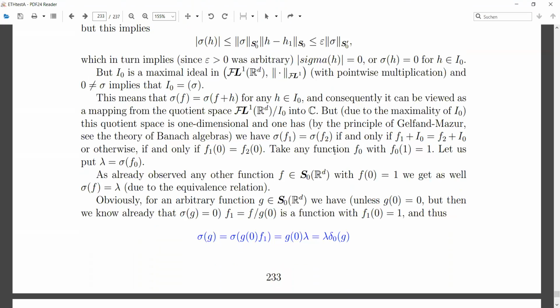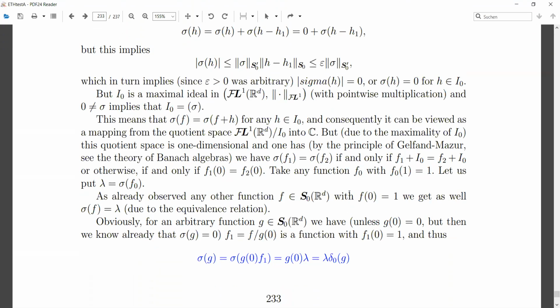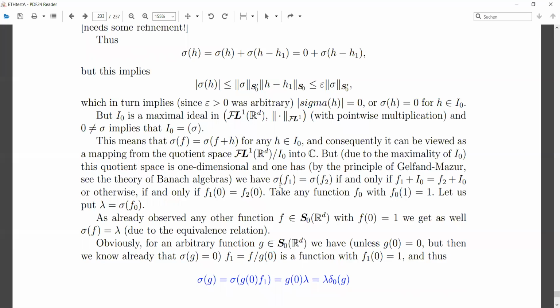So essentially, to make it quick, I would say sigma has the property that if you change the input, sigma has the same value for any two functions which differ by any element from I0. Which means sigma, as a consequence, depends only on the value of your function f at that point, because that's all that you can say.